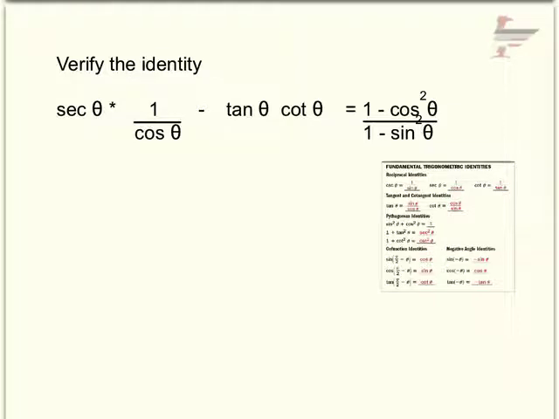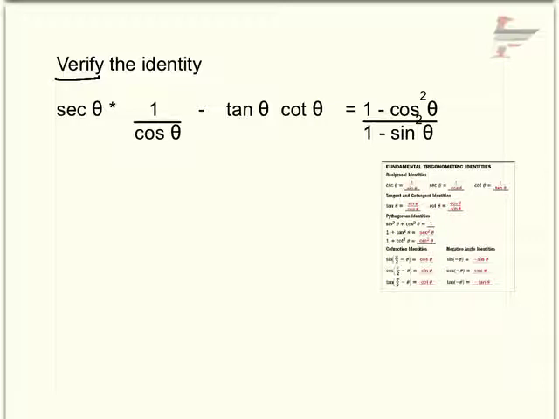Alright, so we're going to verify again, and this one says secant theta times 1 over cosine theta minus tangent theta times cotangent theta equals 1 minus cosine squared theta divided by 1 minus sine squared theta. Again, you can pick either side. It's just the luck of the draw. I'm going to work with the left-hand side. I usually just pick the side that's bigger, has more going on, and I'm going to condense it down in hopes of getting it to look like the right-hand side.